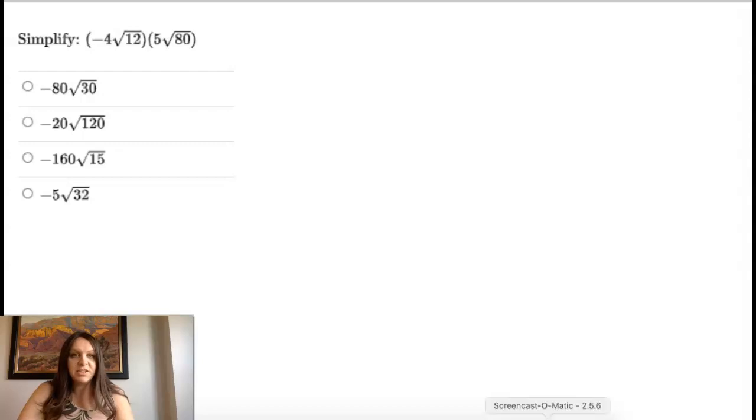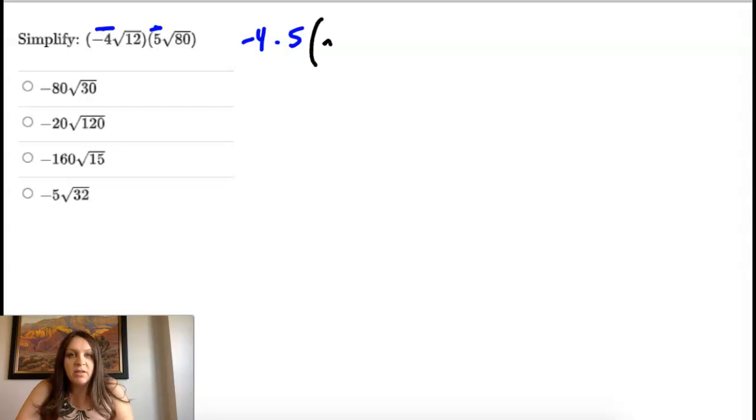Hi guys, in this section I'm going to do a couple problems on multiplying some radicals. So when we multiply radicals, we multiply the numbers in the front of the radical, so -4 times 5, and then you multiply the numbers underneath the radicals. So I'm going to keep the radical, the square root, and I'm going to multiply 12 times 80.